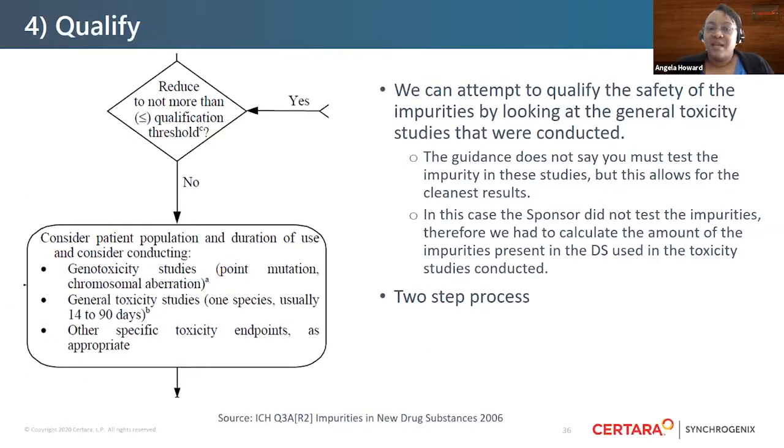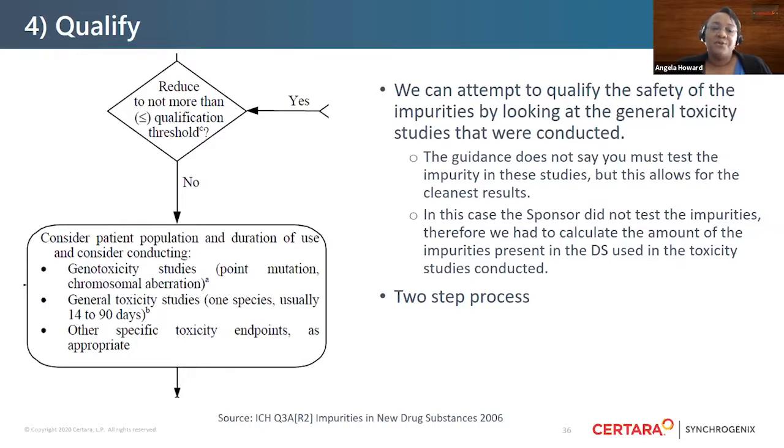And so since we cannot reduce the level of the impurities, we can attempt to qualify these substances based on the safety of the impurities, based on the general toxicity studies that were conducted. Now you'll see in this box below that it lists several types of studies. And while the guidance does not say that you must test the impurities in these studies, this would allow for the cleanest results. But in this case, the sponsor did not test the impurities.